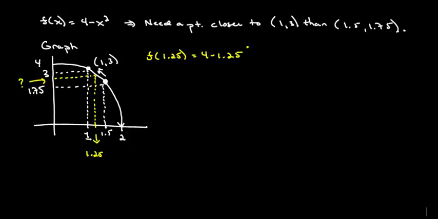So we'll take 4 minus 1.25 squared, and if we do the computation out there, 1.25 squared gives me 1.5625, and so if I do the subtraction there, I get 2.4375. So what are we trying to do? Well, remember, that's the height value of this point. So now we've got the full point. It's 1.25 comma 2.4375. So I've got my second point.